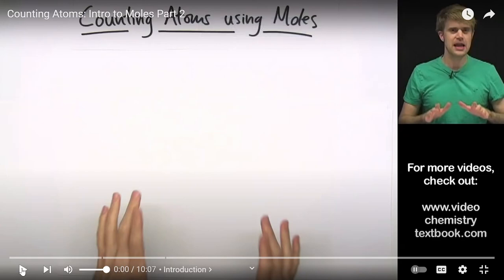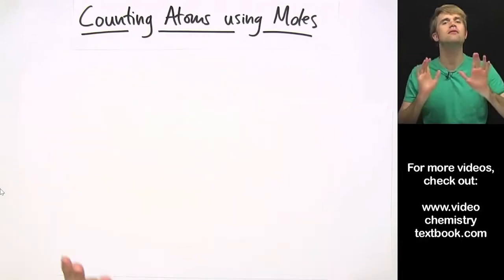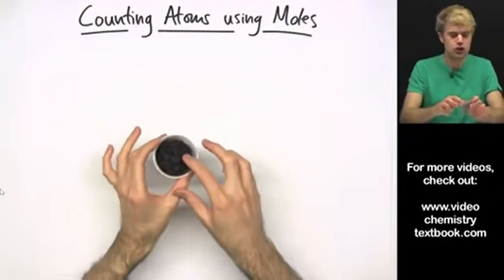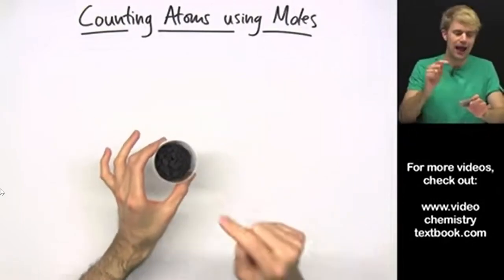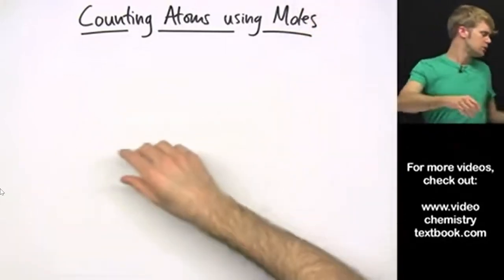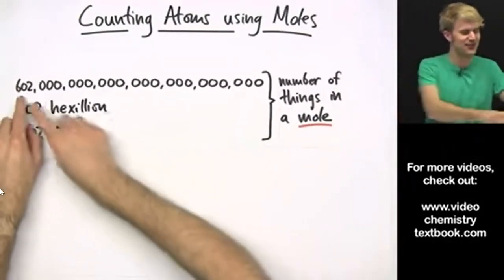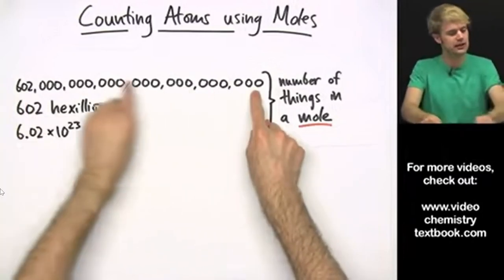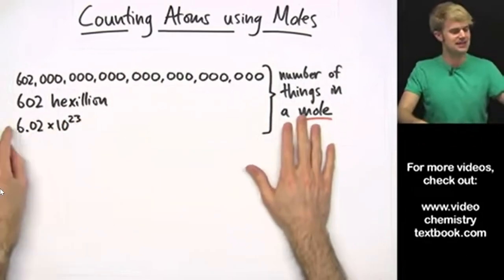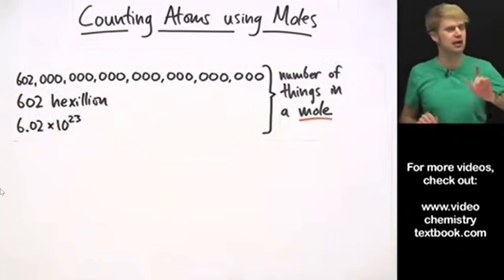In this video, we're going to look at how we can use moles to count the number of atoms we have in something. So, for example, here I've got a container with a bunch of chunks of carbon in it. I want to know how many carbon atoms I have here. We'll learn how to figure that out. So, just a quick review of moles. A mole is kind of like a dozen, except there are 12 things in a dozen, and there are 602 hexillion things in a mole, and we often abbreviate this number in scientific notation as 6.02 times 10 to the 23rd.